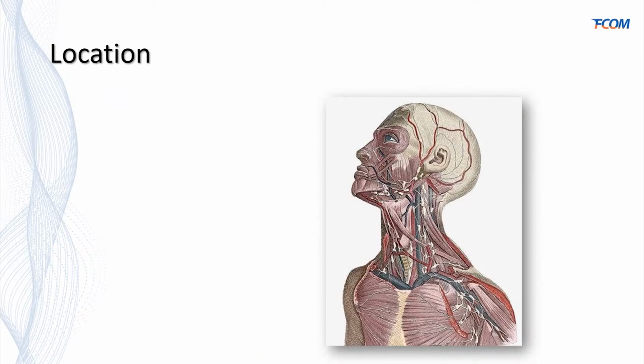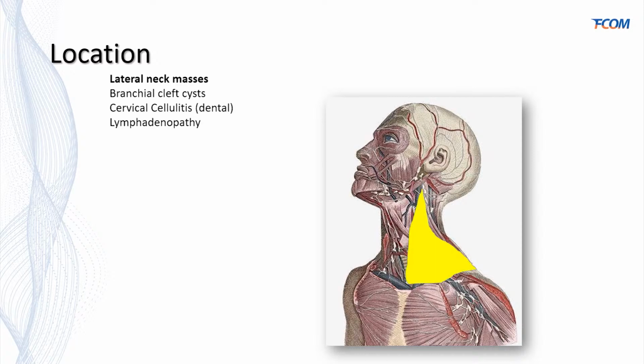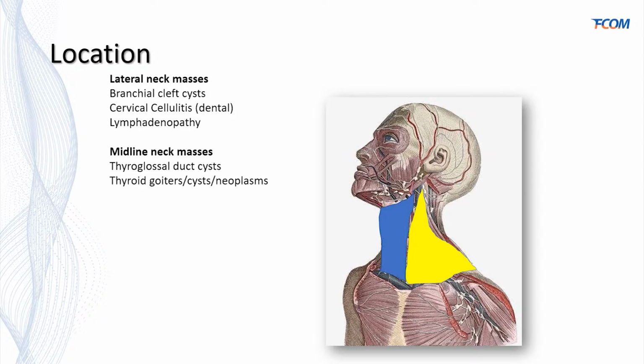Head and neck neoplasms are like real estate. Location, location, location. Just based on the location, you already have a good idea of the usual suspects. Lateral neck swelling is usually a branchial cleft cyst, cervical lymphadenitis, cellulitis. Midline neck mass, most common, is a thyroglossal duct cyst or a thyroid neoplasm.